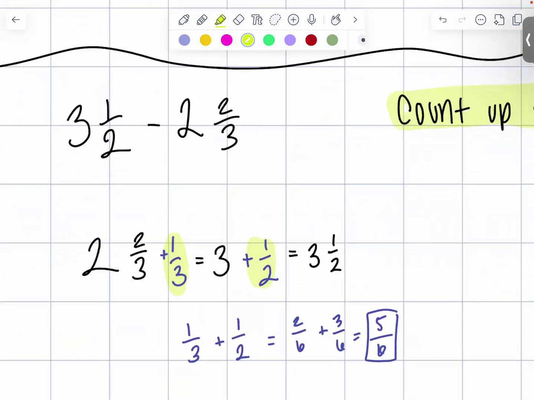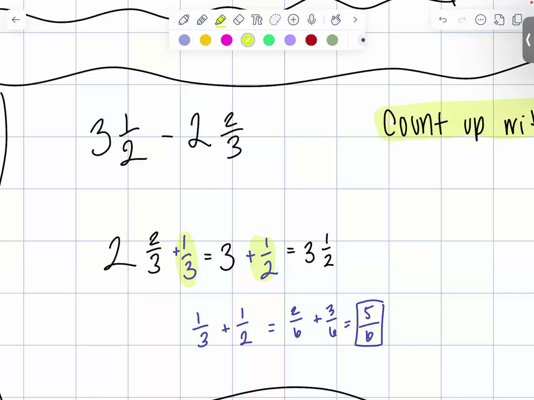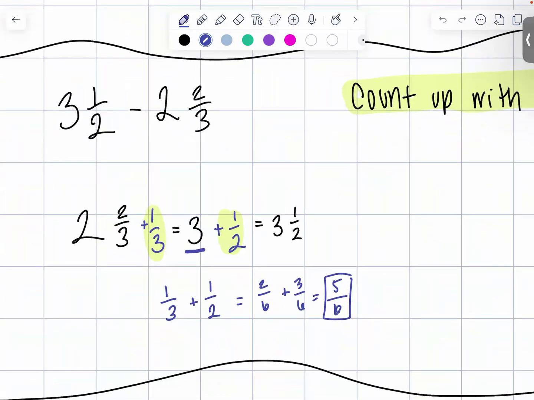For subtraction, if we use these same numbers, 3.5 minus 2 2/3, you would find, how do I get from 2 2/3 up to 3 wholes? That would be adding 1 more third. And then you can add, how would we get to 3.5? You would add 1 more half. That would get you to 3.5. So starting from 2 2/3 to get to 3.5, it would take 1/3 and 1/2.